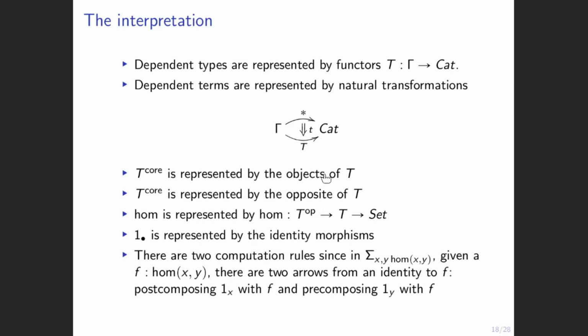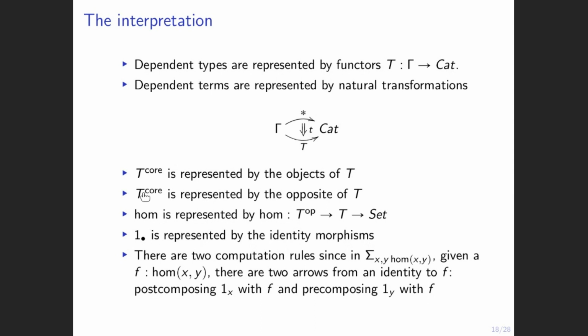I'd think of T core before as being like the core of a category, like the maximal subgroupoid. And I think that this interpretation would work for that, but interpreting type theory, the proofs that you write down are quite awful to read. So just interpreting T core as just the objects without any morphisms at all, except for identity morphisms, it makes the proofs a little bit easier to look at.